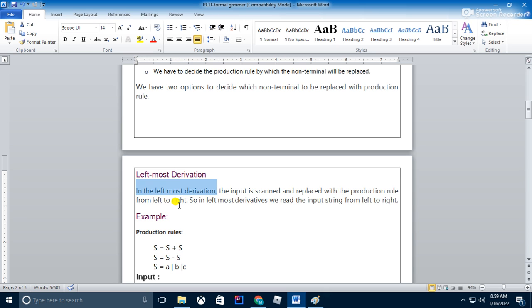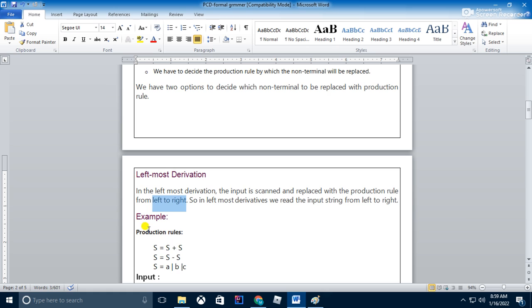So in the leftmost derivation, the input is scanned and replaced with the production rule from left to right. We are going to move from left to right. So the input is scanned and replaced with the production rule from left to right. In the leftmost derivation, we read the input stream from left to right.